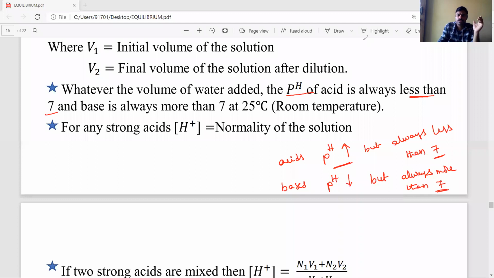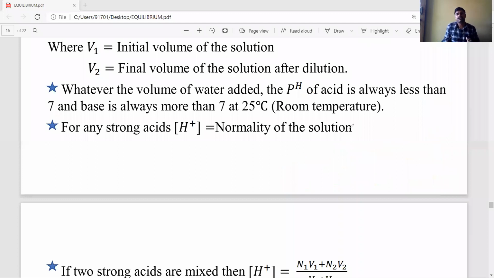Now next important points for acids and bases. Already we have discussed that acids are of two types, strong acid and weak acid, and likewise strong base and weak base. For strong acids only I am discussing these points. For strong acids, the H plus ions concentration is always equal to the normality of the solution. Strong acid means it is 100% ionized to give H plus ions. So in that case, the H plus ions concentration is equal to the normality of the solution.